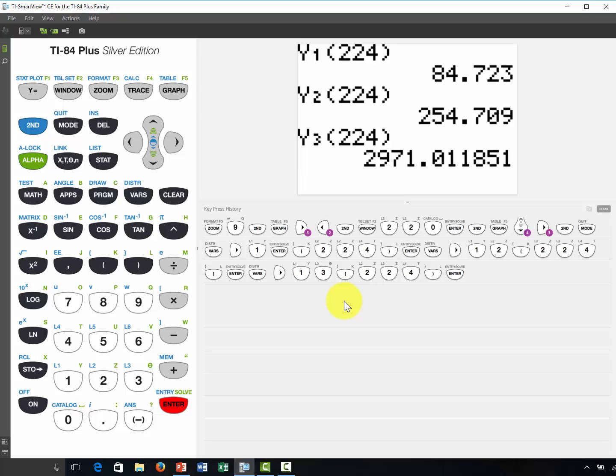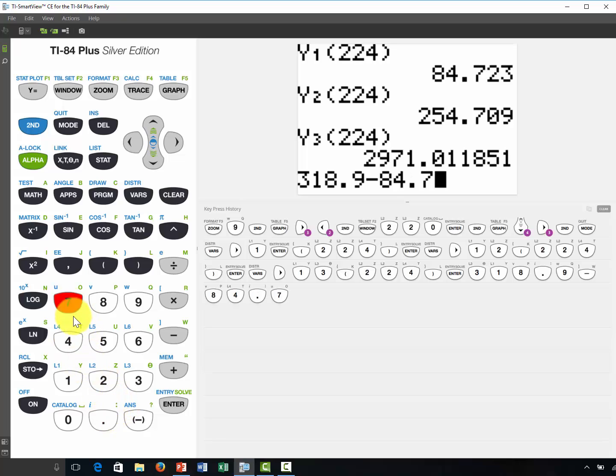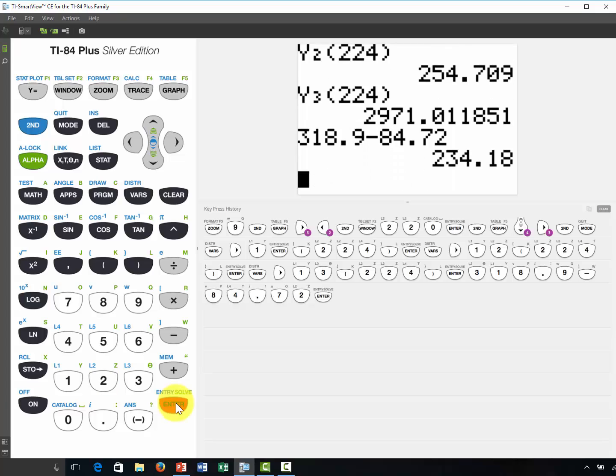Now let's compute our residuals. To compute the residual for the linear equation, if you recall, the residual is the actual y value, which was 318.9 according to Google, minus the predicted, and the predicted for the linear was 84.72 rounded off, and we have a residual of 234.18. So clearly the model underestimated the population in 2014. The residual is a positive number, so there was an underestimate.